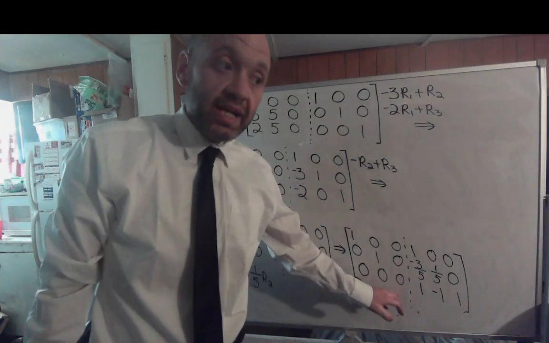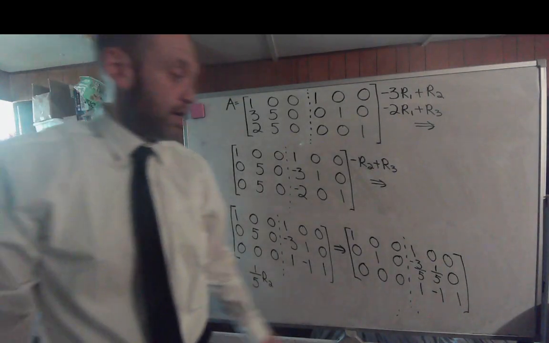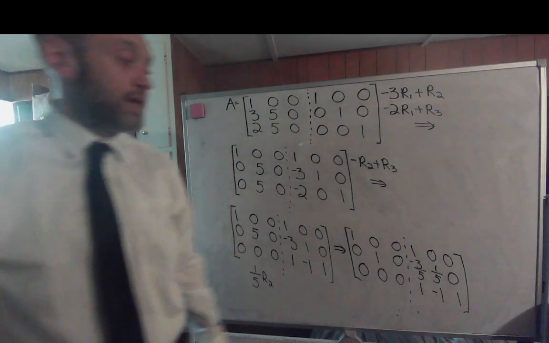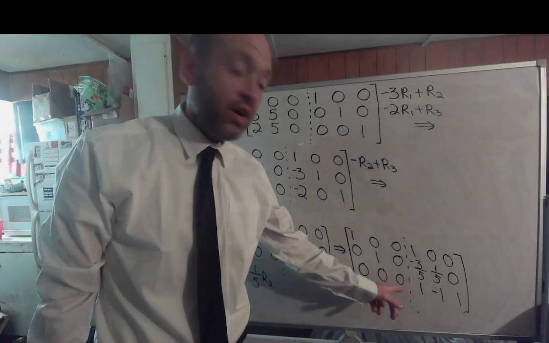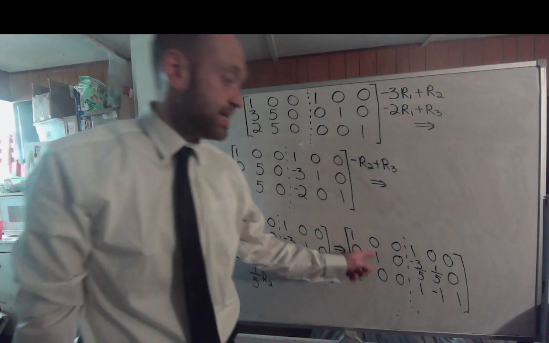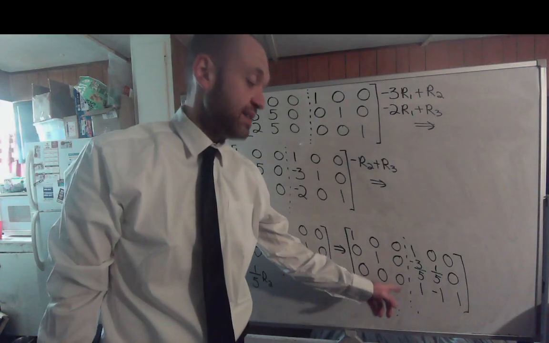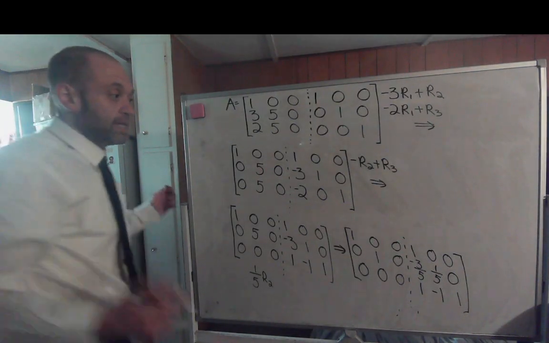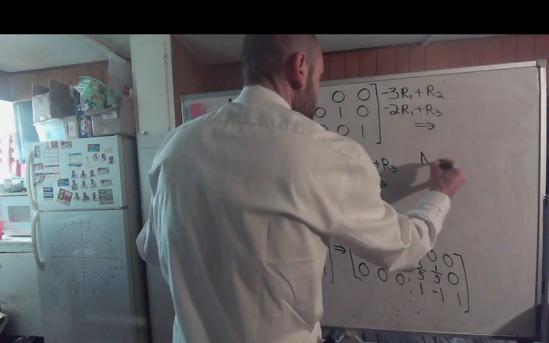There is no leading digit in row 3. It's all zeros, right? Which means I'm unable to assign any type of value to z, to the z coefficient. I am unable to get the identity matrix on the left-hand side. So that means this matrix is also not invertible.